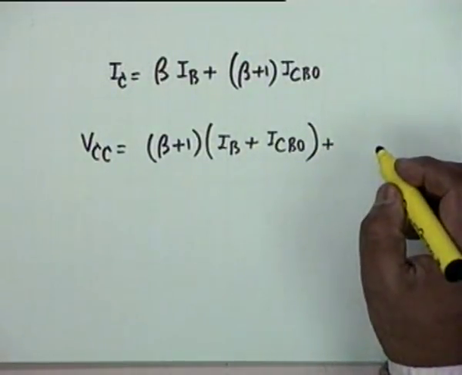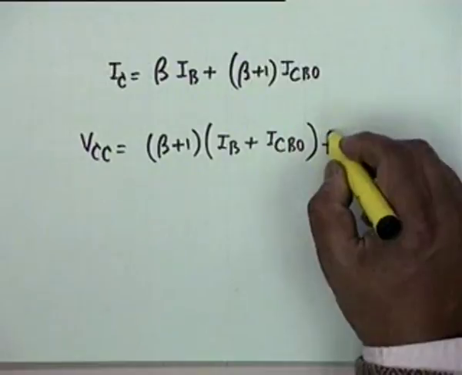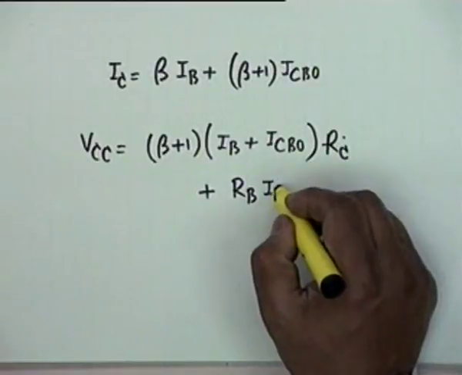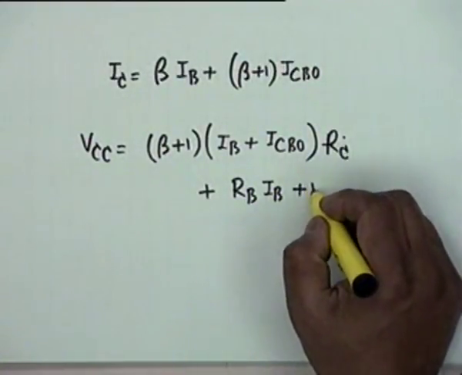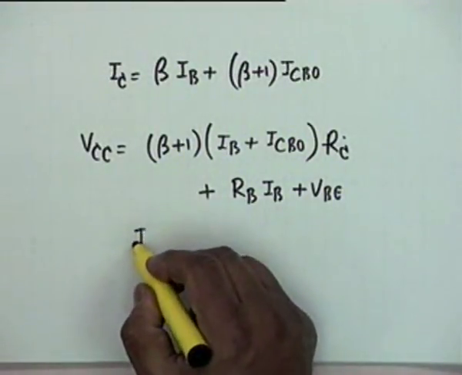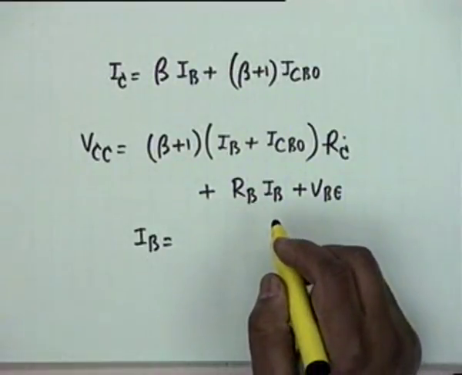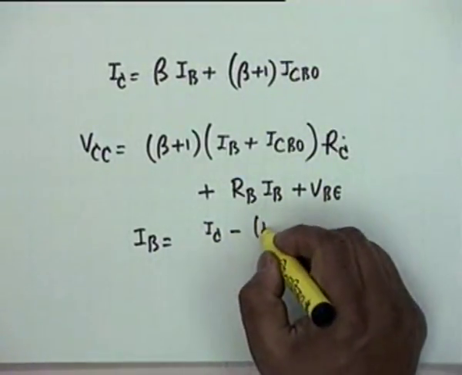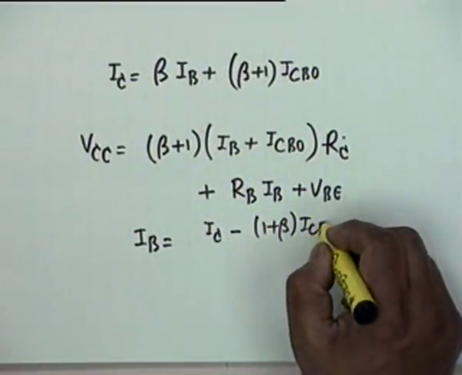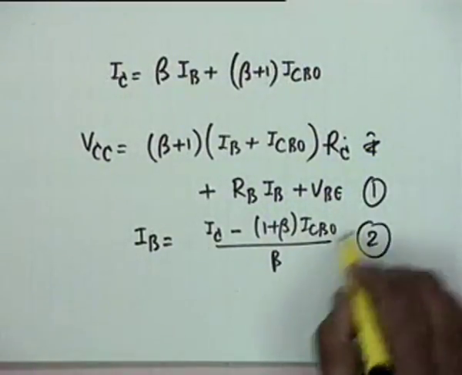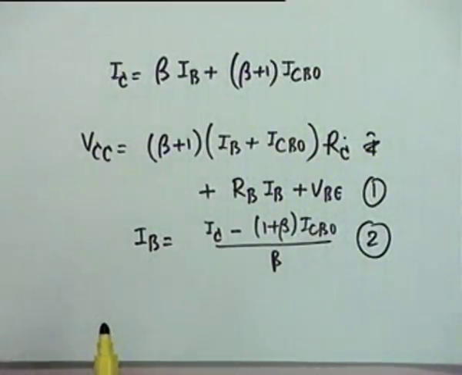times RC plus RB IB plus VBE. And in addition, you know IB is equal to, after all you are trying to find an expression for IC, right? IB is equal to I sub C minus 1 plus beta ICBO divided by beta. Combine 1 and 2 to get an expression for I sub C.